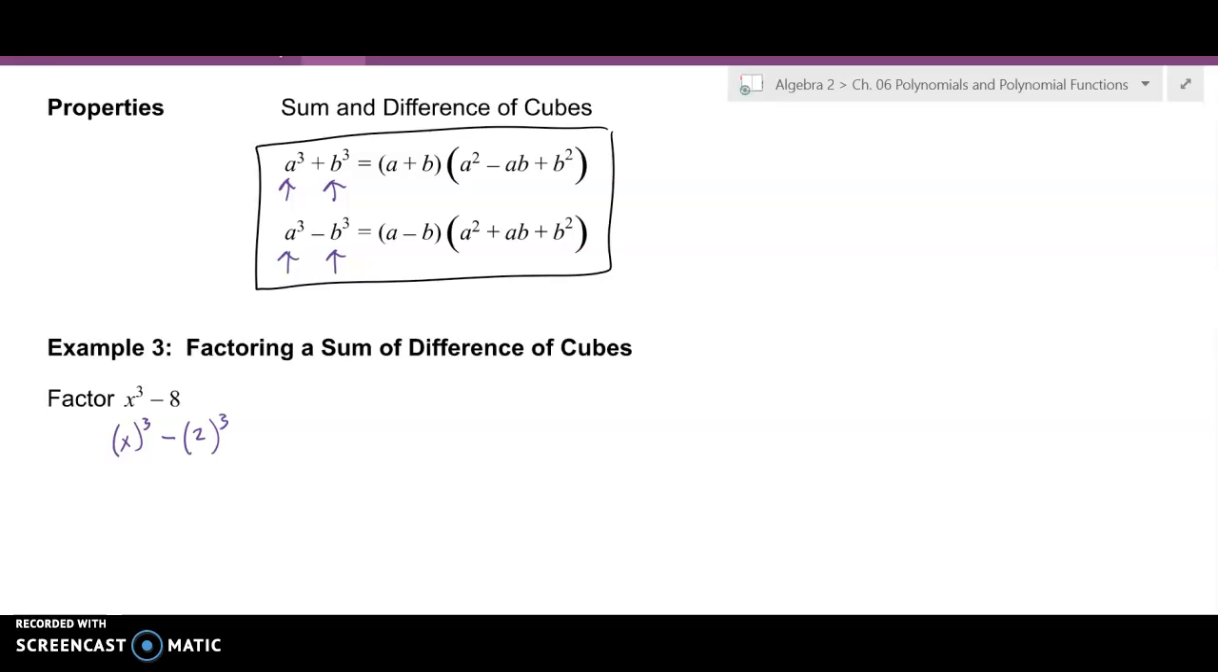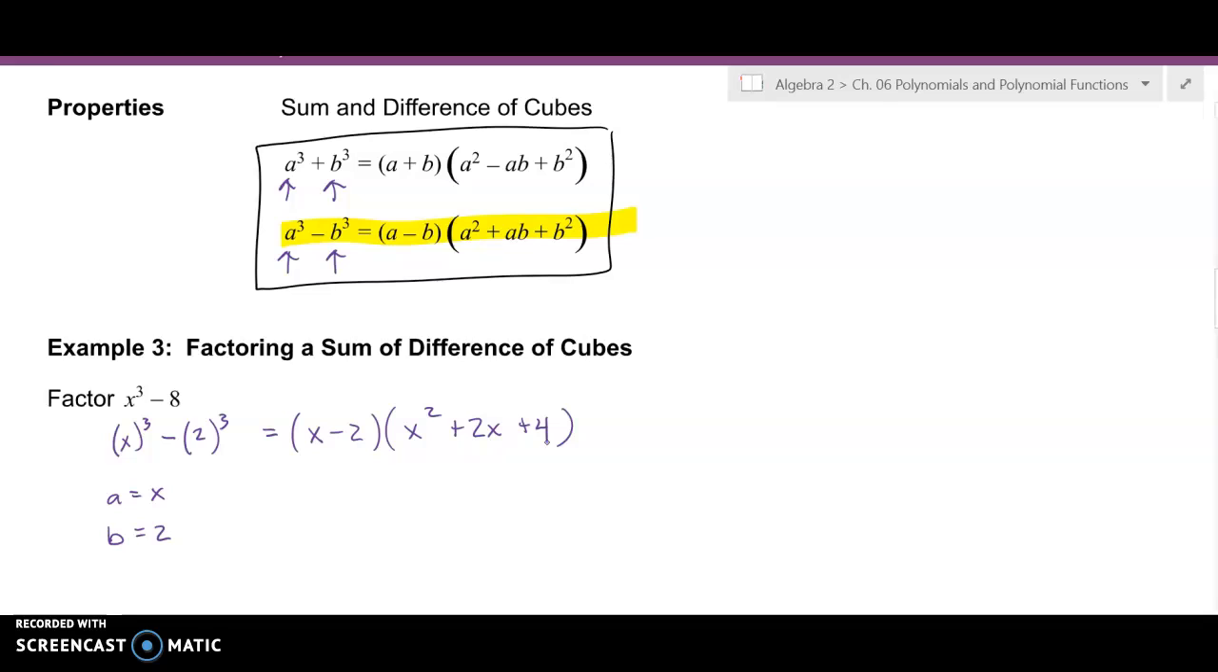So I am going to be using this formula. All I'm doing is substituting into it. So I know my A is x and my B is 2. That's it. So the first binomial says a minus b, in this case x minus 2. Then it's going to go a squared, so x squared, plus ab, so plus 2x, plus b squared, which is 4.